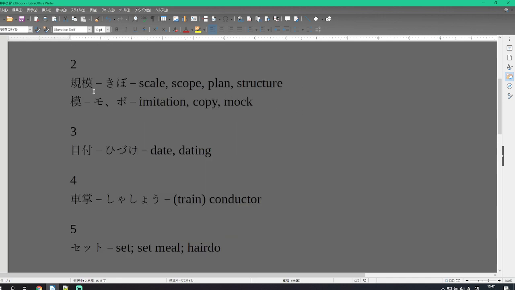Number 2 is kibo. Scale, scope, plan, or structure. Ki on the left side is a standard or basic measure of something. Bo on the right side is an imitation. So you're imitating some standard measure, and that is a scale, scope, plan, or structure.